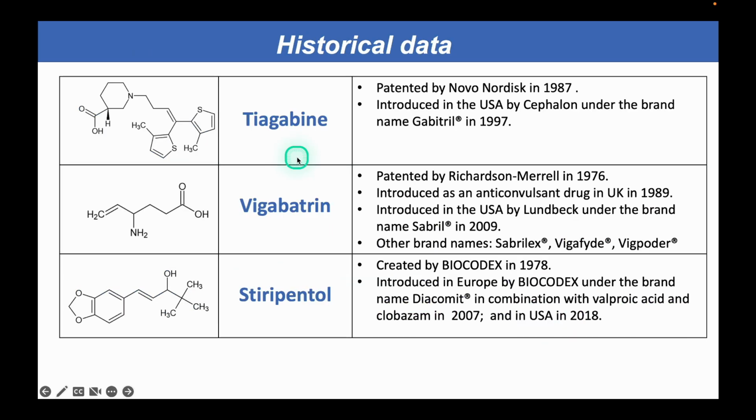Tiagabine was patented by Novo Nordisk, introduced in the United States by Cephalon under the brand name Gabitril. Vigabatrin was patented by Richardson Merrell, introduced in the United Kingdom as an anticonvulsant, and later in the United States by Lundbeck under the brand name Sabril. Stiripentol was created by Biocodex, introduced in Europe and later in the United States under the brand name Diacomit.